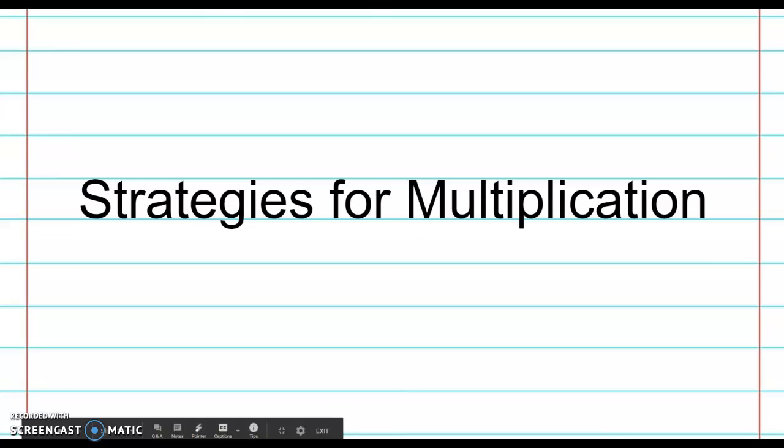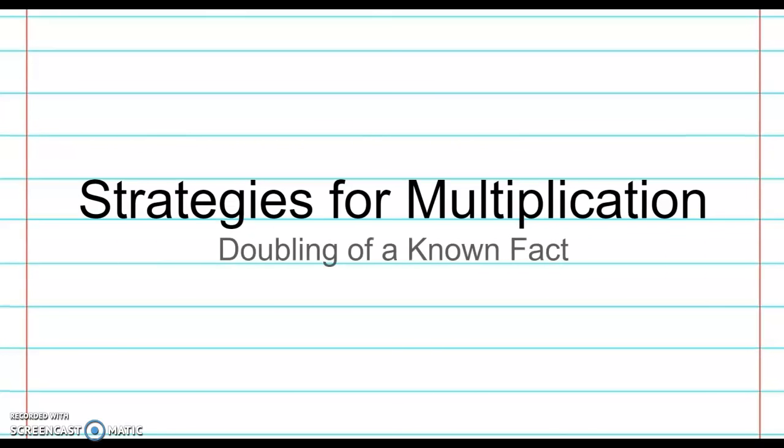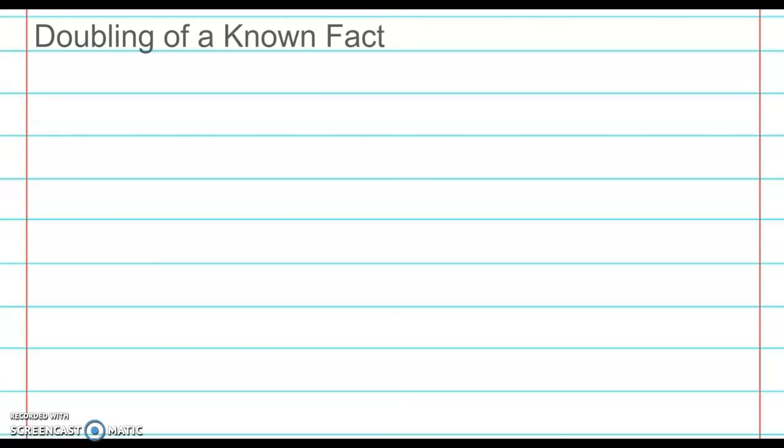Today we are going to be looking at one of my favorite strategies for solving a multiplication fact, and that is solving the problem by doubling a known fact. Let's say you have to solve the multiplication fact 6 times 7, and you don't know the answer.